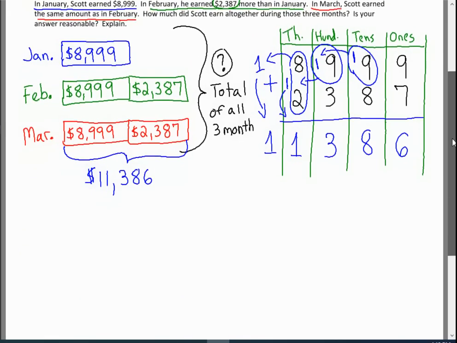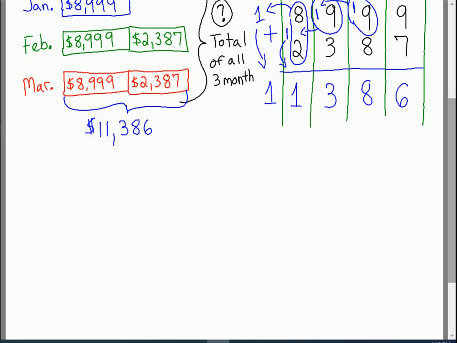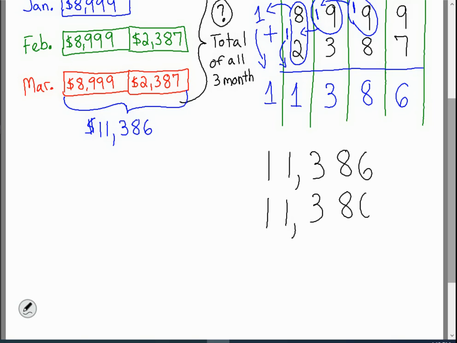So if I scroll down, I'm going to take that number and write it down twice somewhere. Maybe here. 11,386. I'm going to write it twice. I'm not using a place value chart. I'm making sure everything's lined up.